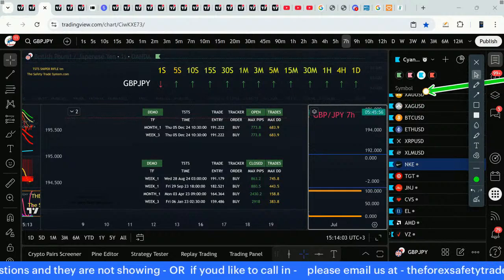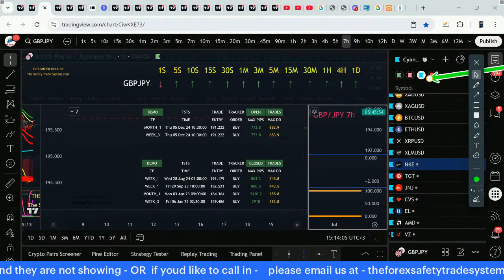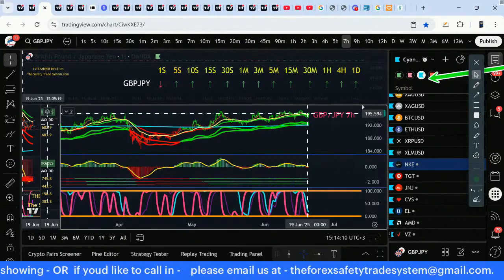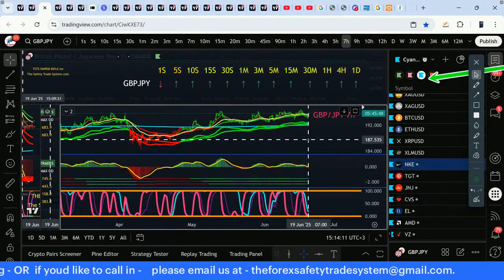840. I don't know if there's any news today. There's no one in the market. I doubt there's any news today. All right. So it's reading the charts correctly.